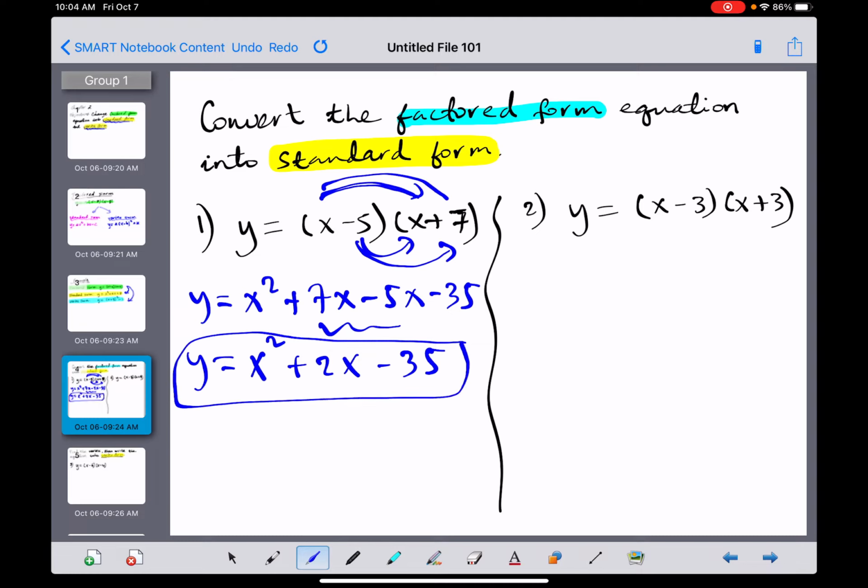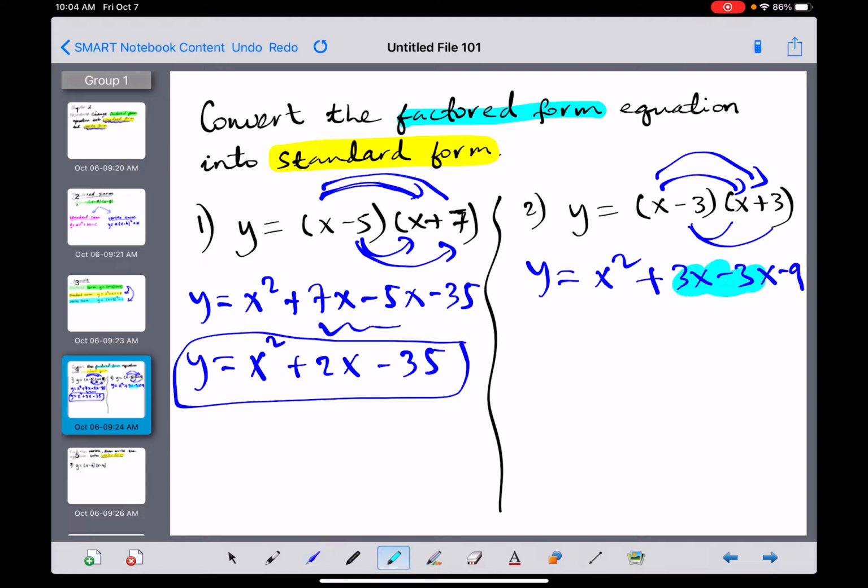In number two, we're going to do the same thing. So x times x is x squared. x times 3 is 3x. Negative 3x. And that's going to be negative 9. And notice these two cancel out. So this right here is x squared minus 9. This is the standard form. But in number two, that could also be vertex form. Okay, let's move on to a different type of problem.